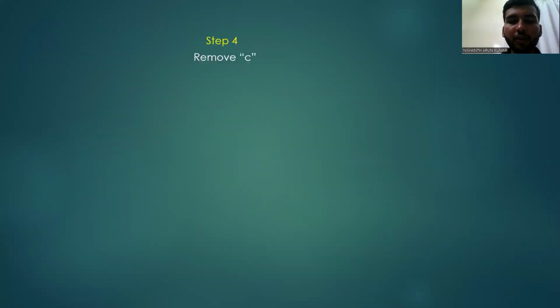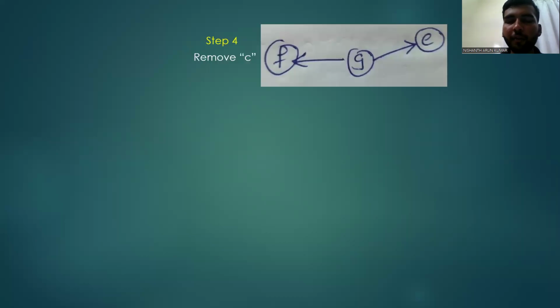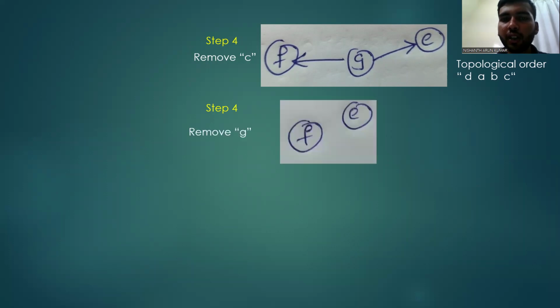Then the fourth step is removal of C. By removing C, there will be three nodes. Then the topological order is DABC. Then the fifth step is removal of G.